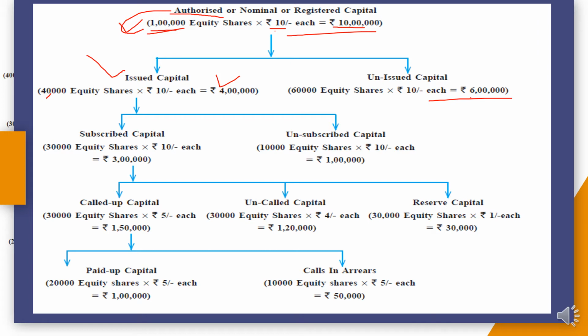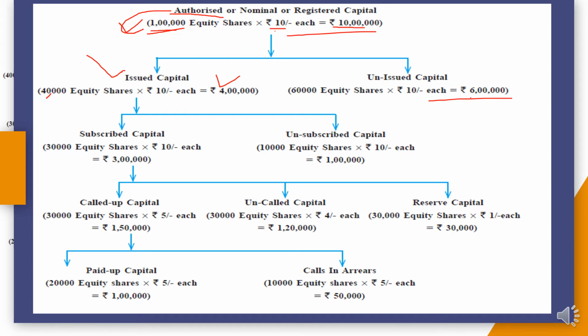So unissued capital is a part of the authorized capital. Means these two, issued and unissued capital, are the part of the authorized capital. Issued and unissued capital cannot exceed, or cannot be more than, the authorized capital.